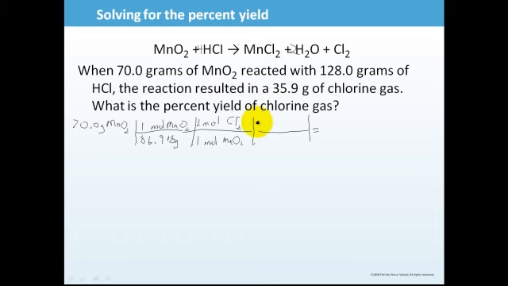So up here we've got 70.91 grams of Cl2, and that's over 1 mole of Cl2. So multiply by everything on top and divide by everything on the bottom.